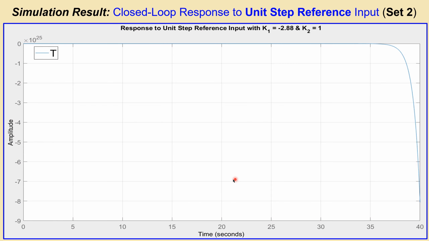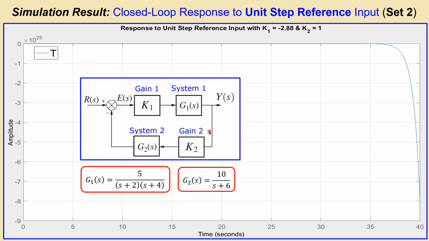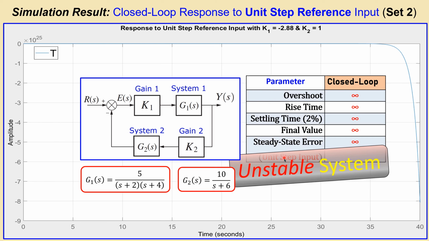We said it was unstable. You can see already that what's happening is 10 to the power 25, going all the way to that value of 9 times, etc., in 40 seconds for this set. So for this system, you can see this is definitely unstable.